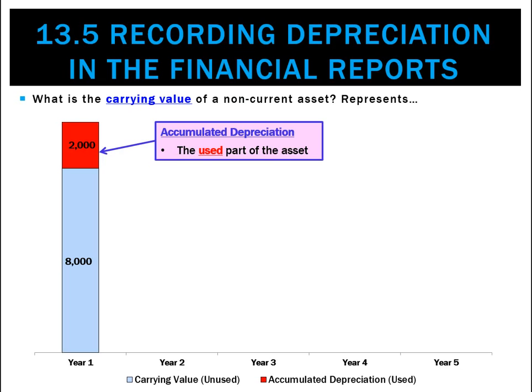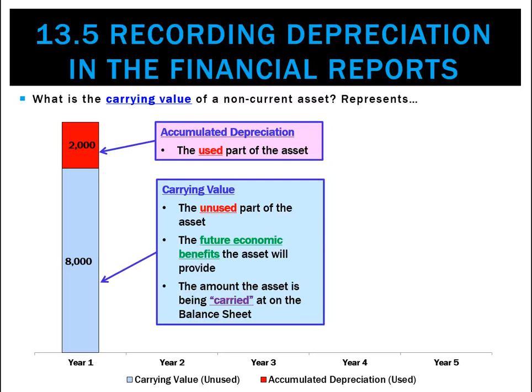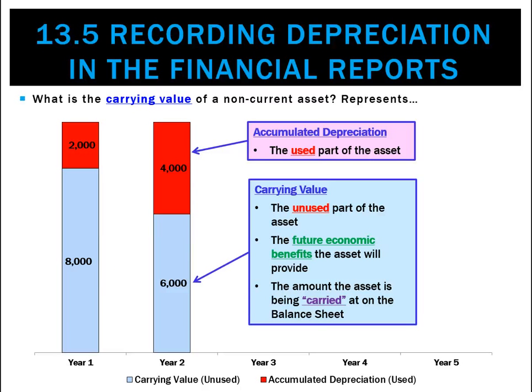Looking at it as a graph, you can see each year the accumulated depreciation represents the used part of the asset, the economic benefits that have been consumed, and that's recognised as an expense. So the other part, the carrying value, must be the unused part of the asset. That'll represent the future economic benefits, and we say that's the amount the asset has been carried at on the balance sheet. In the second year, we depreciated $4,000 of accumulated depreciation, leaving a carrying value of $6,000.